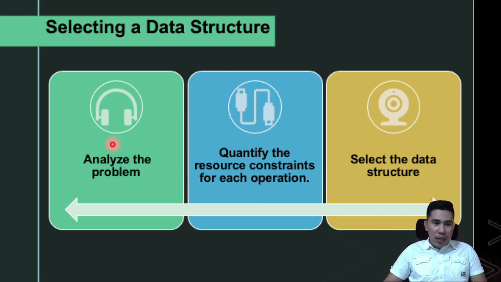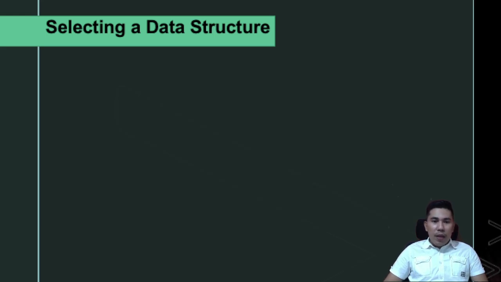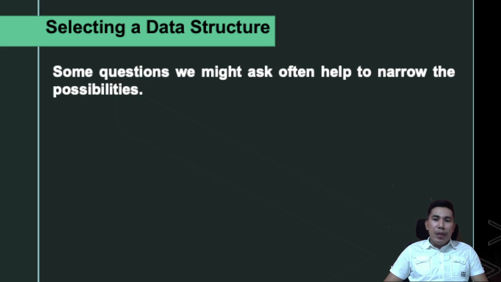The first one, which is to analyze the problem, is concerned with the data and the operations to perform on them. The next one is the representation for those data. And the third one is the final concern, which is the implementation of that representation. So typically, if we want the simplest data structures that will meet the requirements, these are some of the questions that we might ask often to help narrow the possibilities.